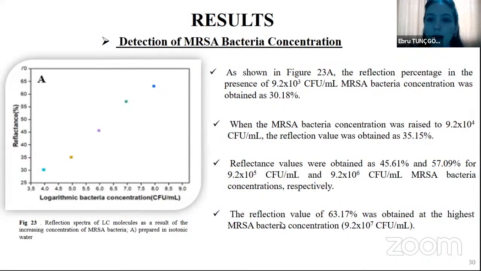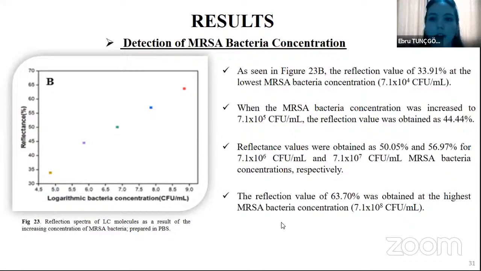In the PBS, the reflection value was 33.91% at the lowest bacteria concentration. When the MRSA bacteria concentration was increased to 7.1 times 10 to the power 5 CFU per milliliter, the reflection value obtained was 44.44%. Reflectance values were obtained as 50.05% and 56.97% for the increasing bacteria concentration, respectively. The reflection value of 60.70% was obtained at the highest MRSA concentration.